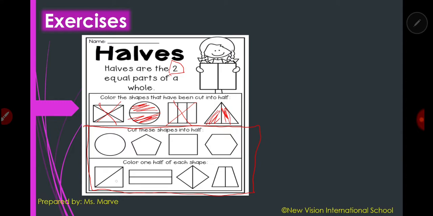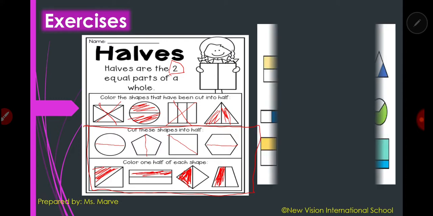Okay, let's check your answer. Okay, cut these shapes into half. Okay, here I can divide it like this, and this one I can divide it like this, and then this one I can divide it like this, and this one is like this. Okay, check your answers. Very good. Next down, color one half of each shape, one half only. Color this one only. Okay, you will color 1 out of 2. Okay, and then this one like this.